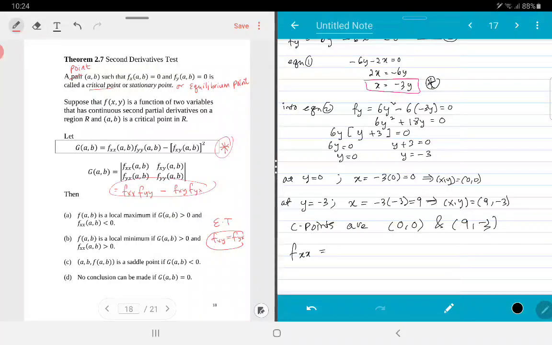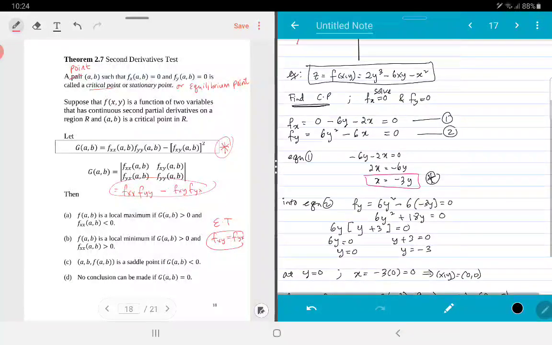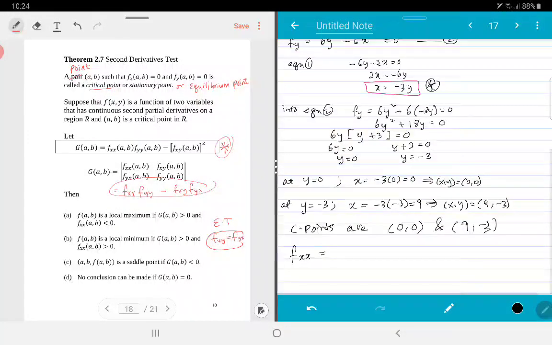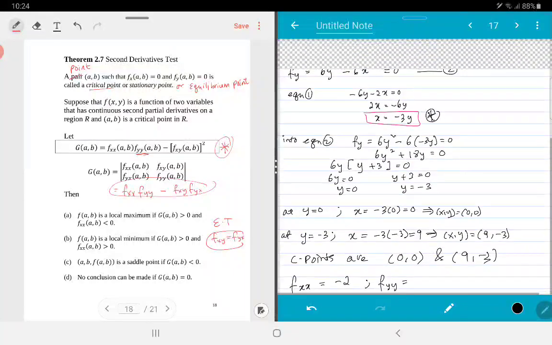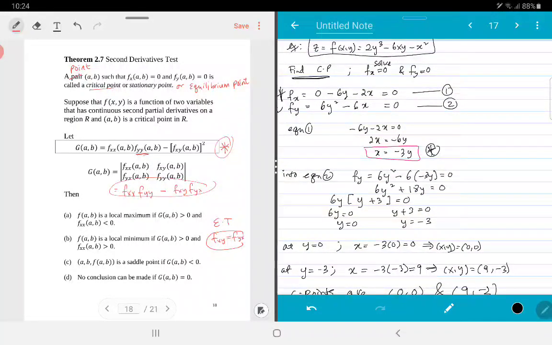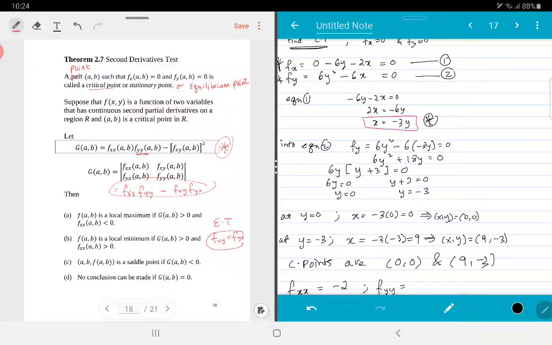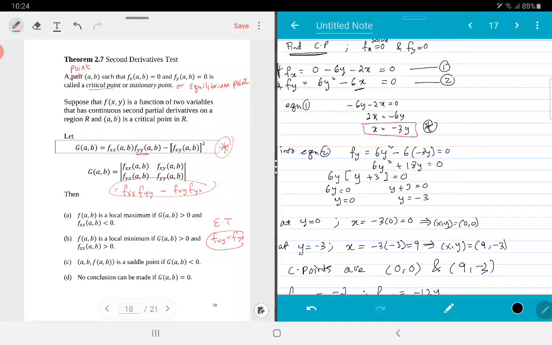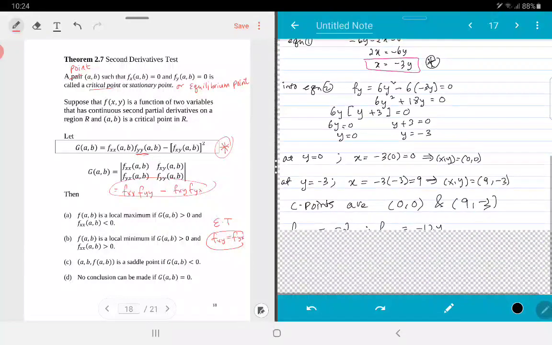For fxx, we need to differentiate partial f partial x with respect to x again. That will give us negative 2. We also need fyy. For fyy, we differentiate partial f partial y with respect to y again. That will give us negative 12y, and this term here will give you a 0. So we have negative 12y.